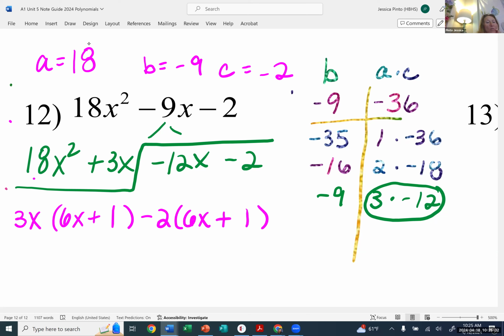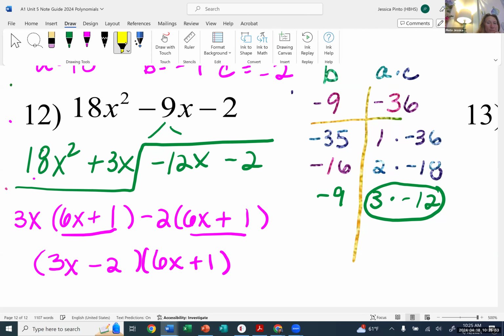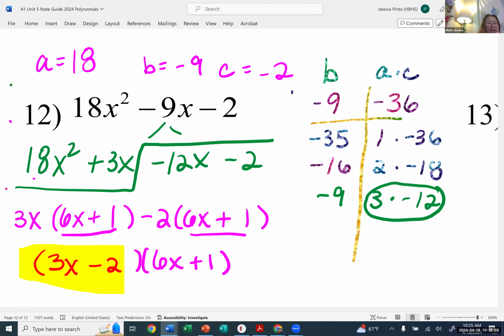Next, I check, do my binomials match? They do. So then I write the answer. Practice writing the answer if you haven't done this step yet. Check to see, did you write it as this? 3x minus 2, 6x plus 1.